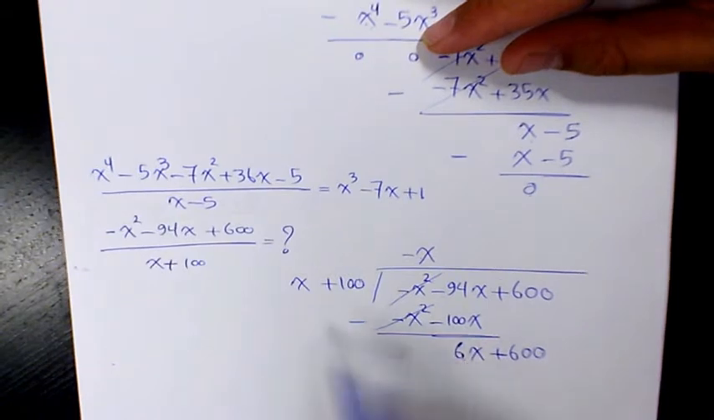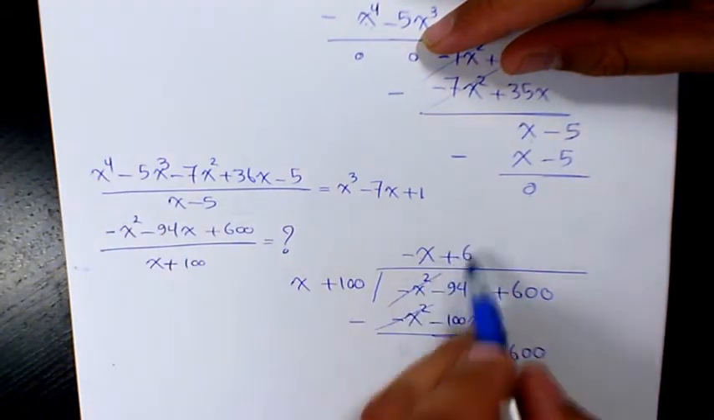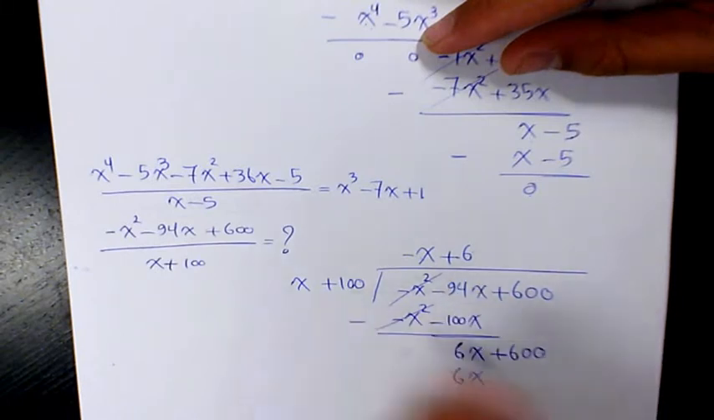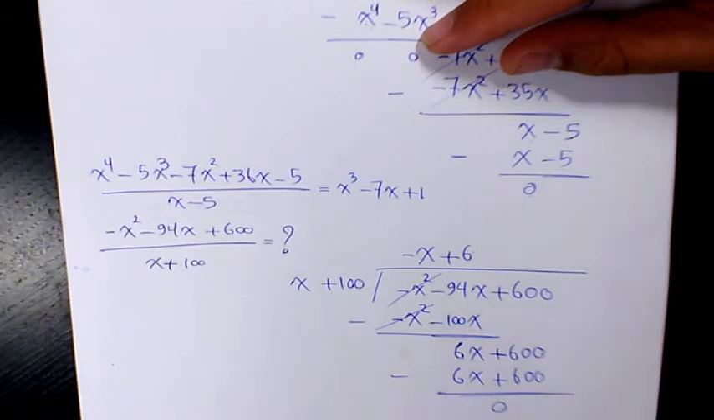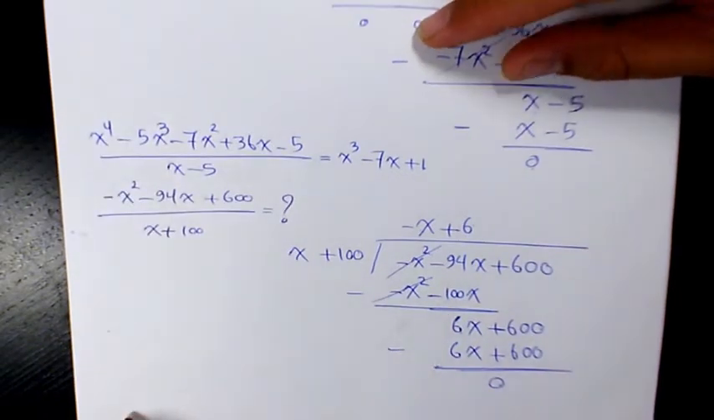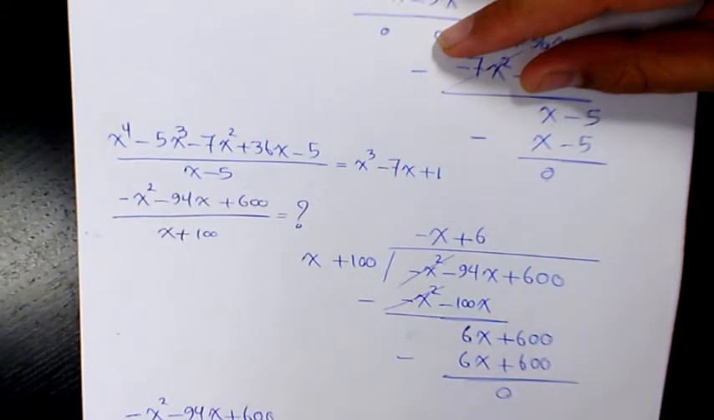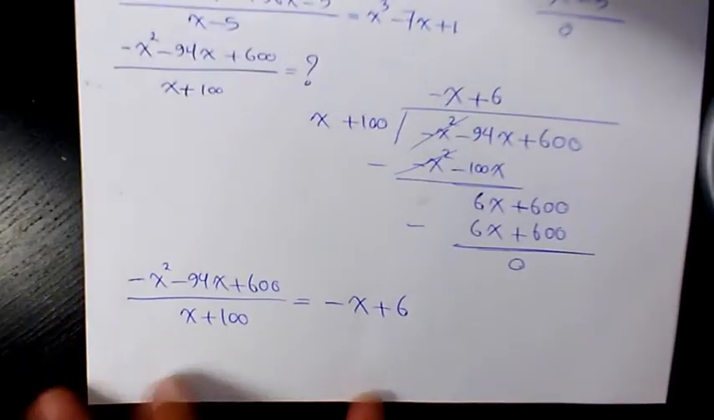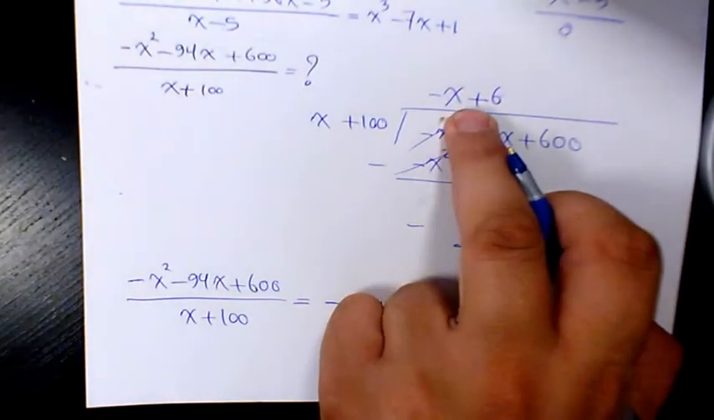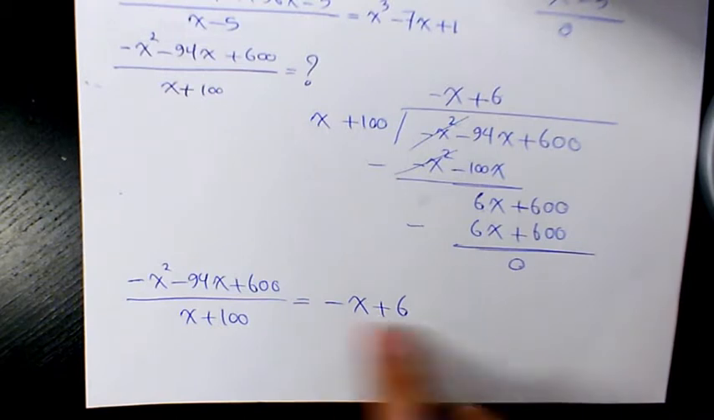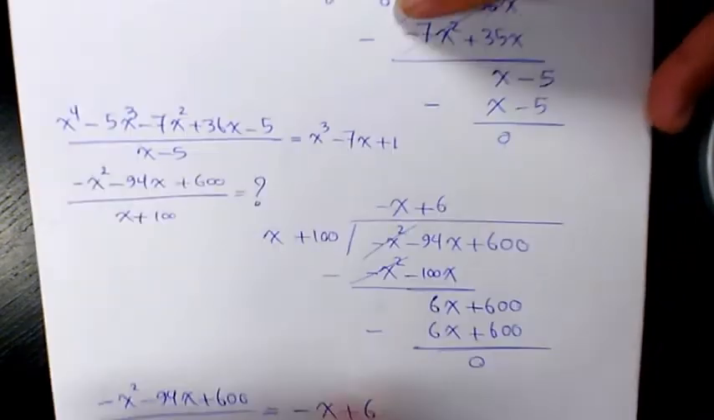Then 6x divided by x is going to be 6. 6 times x, 6x. 6 times 100 is going to be 600. When you subtract it, it's going to be 0. So I can say negative x squared minus 94x plus 600 is going to be equal to x plus 100 times negative x plus 6, as you see it here in the bottom. So the quotient is negative x plus 6 and the remainder is 0.